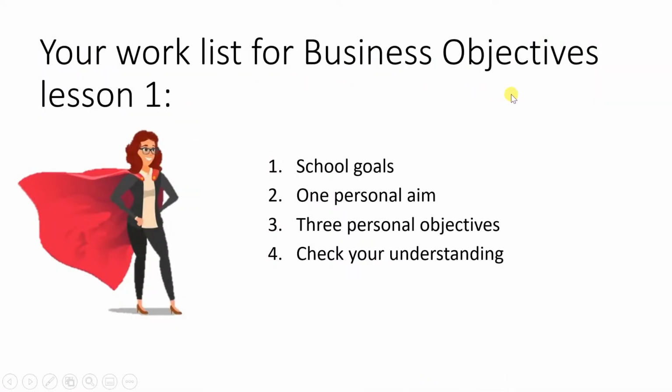The work list for today is quite simple. We're going to look at school goals because that's what you deal with every day, 1 personal aim, 3 personal objectives, and then we've got a quick quiz on you check your understanding for task 4.